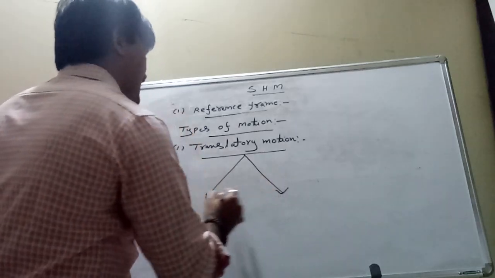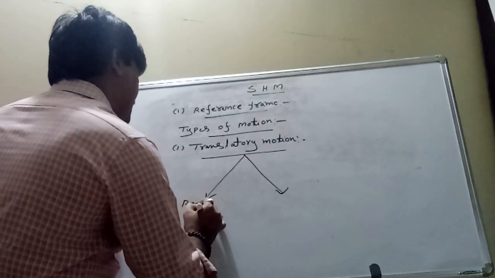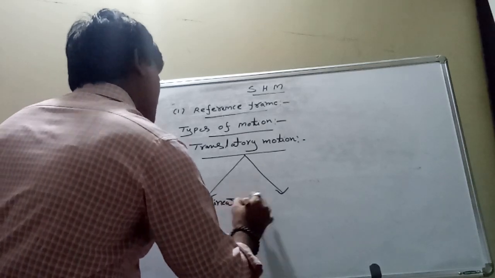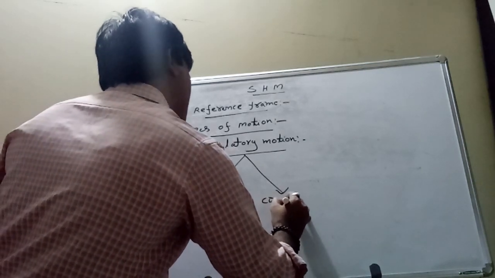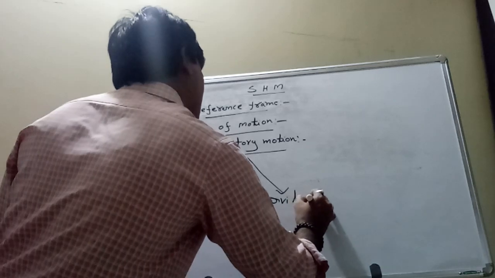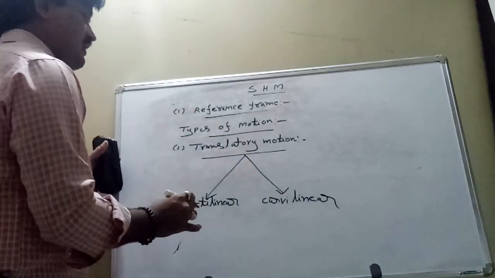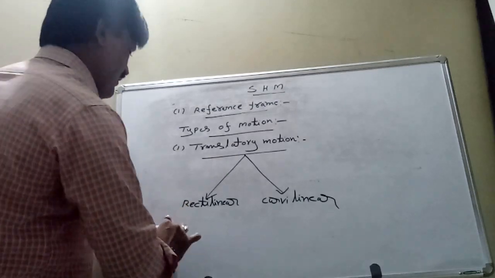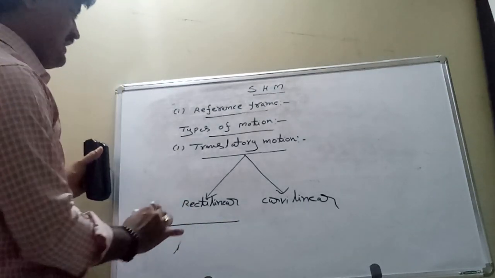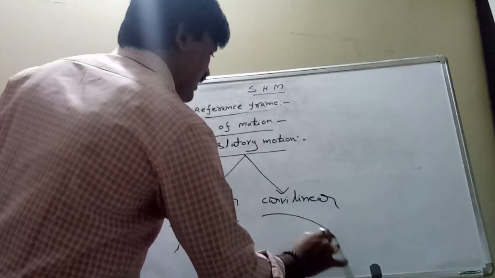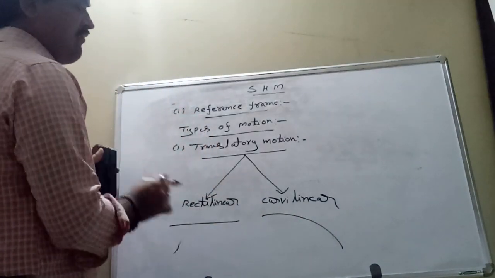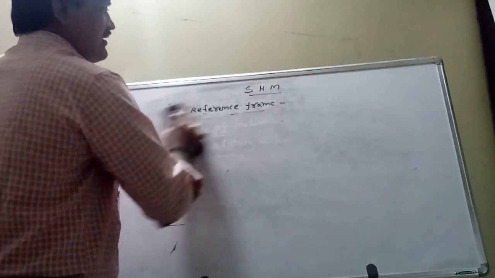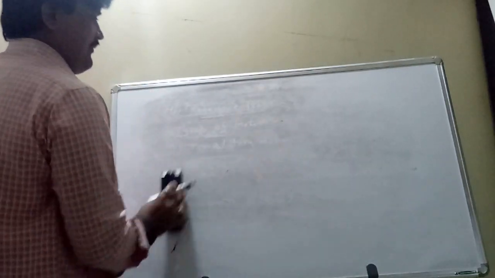One is rectilinear motion, and the other is curvilinear motion. In rectilinear motion, the path taken is a straight line. In curvilinear motion, the path taken is a curve. Example: curved roads, banking roads. That is curvilinear motion.